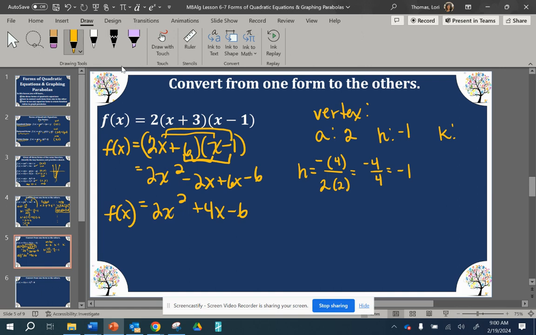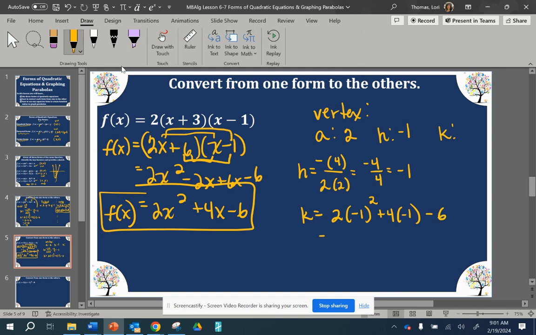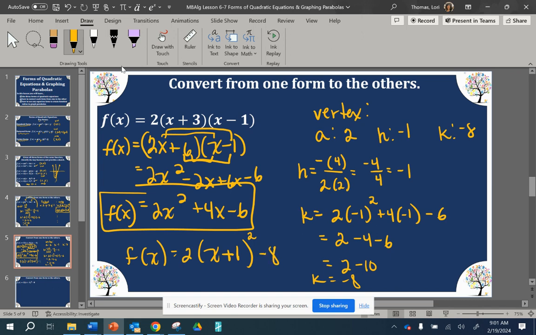The H is the X coordinate of our vertex. To get the output, which is K, we're going to plug in our negative 1 into our function from standard form. 2 times, we're going to plug in negative 1 using parentheses. We're going to do order of operations. We're going to square the negative 1 to get positive 1. Positive 1 times 2 is 2. We're going to multiply 4 times negative 1. And we're going to combine 2 minus 10 to get negative 8 as our K value. So we're going to write in vertex form the A value, X minus our H value of negative 1, that becomes X plus 1, quantity squared, minus 8. So that is from factored to standard to vertex.